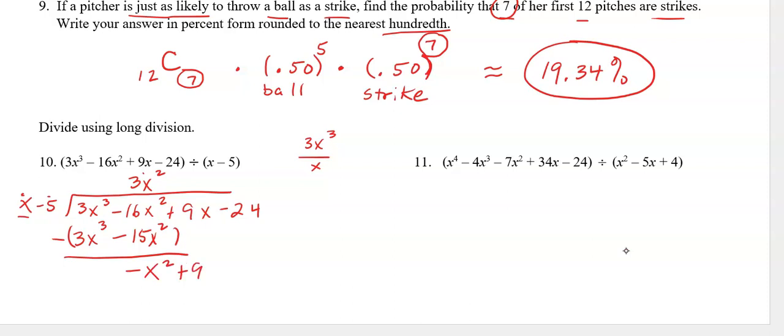Bring down the next term, and now divide x into negative x squared. If it helps, you can go off to the side and literally see it. Negative x squared being divided by x would give you negative x. And now multiply negative x times both of these. Negative x times x is negative x squared. If you do it correctly, these two terms should always become 0.